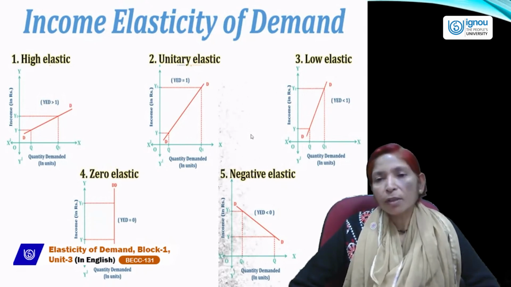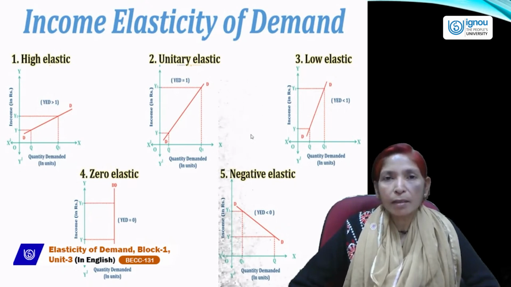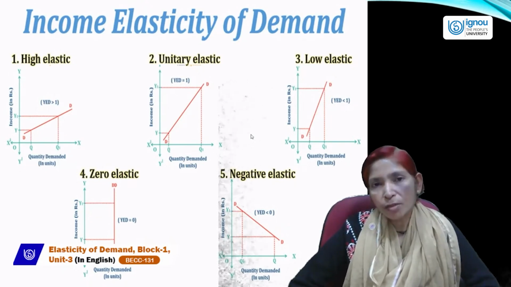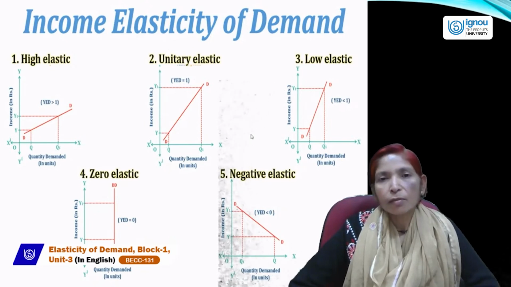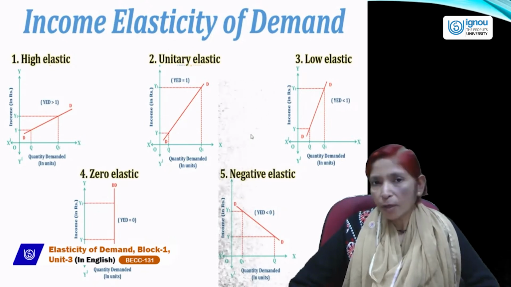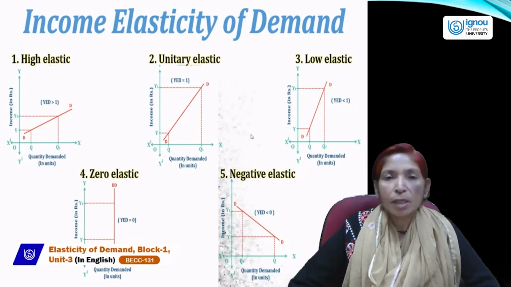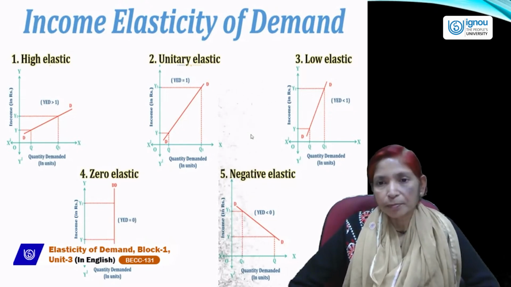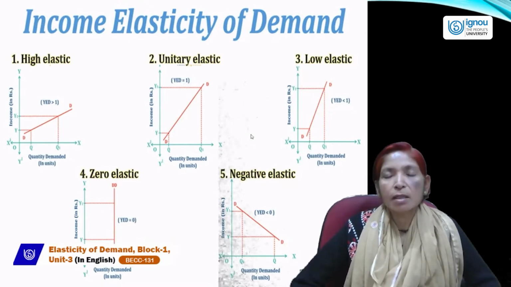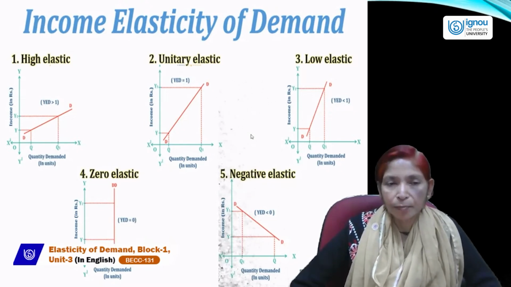In case of low elastic demand, if the percentage change in quantity demanded is less than the percentage change in income of the consumer, then the demand curve will be upward, but it will be steeper rather than flatter. And income elasticity of demand will be less than 1.